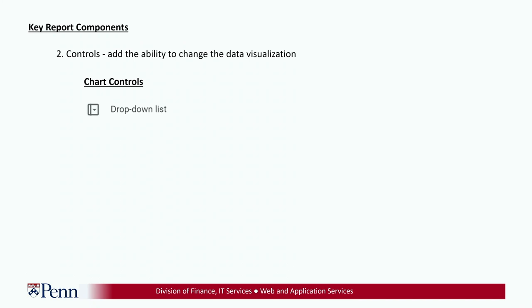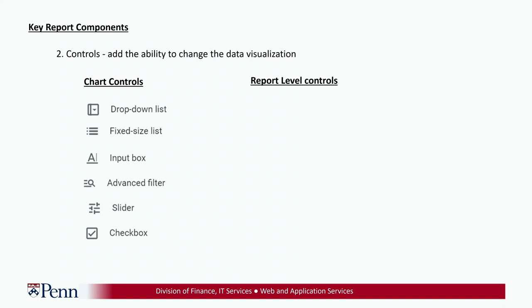So you can do a drop-down list. So when you know that your data has multiple ways to view it, you can incorporate a drop-down list. You can do the fixed size list. You could do an input box. You could do the advanced filter, which is a nice filter because that way you can filter out your data based on relative terms. The slider, it's just a kind of a different representation of a drop-down or fixed size list. And a checkbox. So all your possible filters for your data would be in an area and you would just check the ones that you want to see.